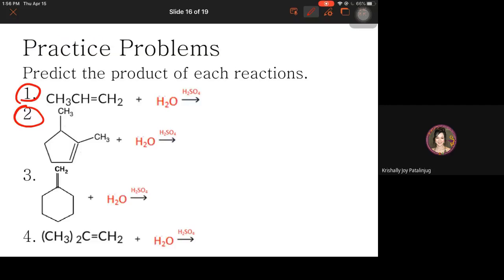Okay? Sige. Let me answer number 1. Hydration, in the presence of an acid catalyst. Again, the electrophile that will be produced from this reagent is an H plus and an OH. Okay? So follow Markovnikov's rule. So this becomes CH3, CH, then the OH goes here, because this carbon has fewer hydrogen substituents. Then CH3. That would be the major product.